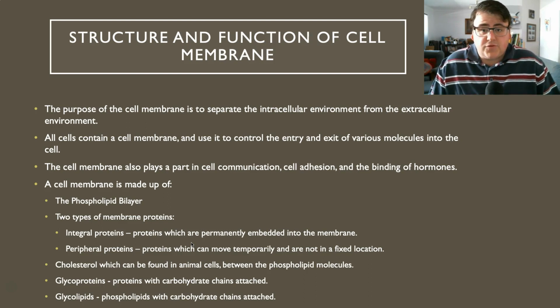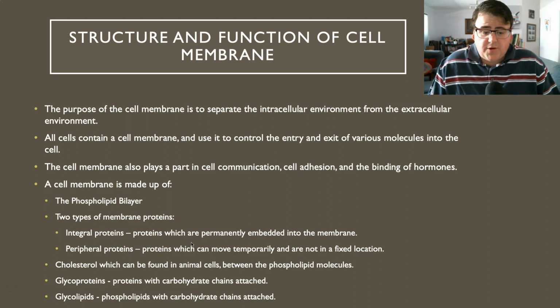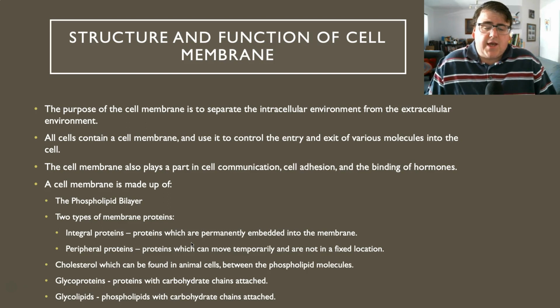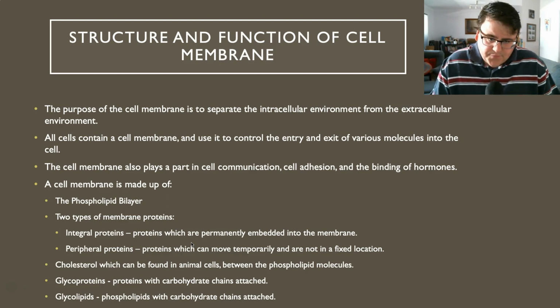In animal cells, you'll find cholesterol, and cholesterol helps prevent the cell from becoming too fluid or not fluid enough. We also have glycoproteins, which are just proteins with carbohydrate chains attached, as well as glycolipids, which are phospholipids with carbohydrate chains attached. So these are the components that make up a cell membrane.